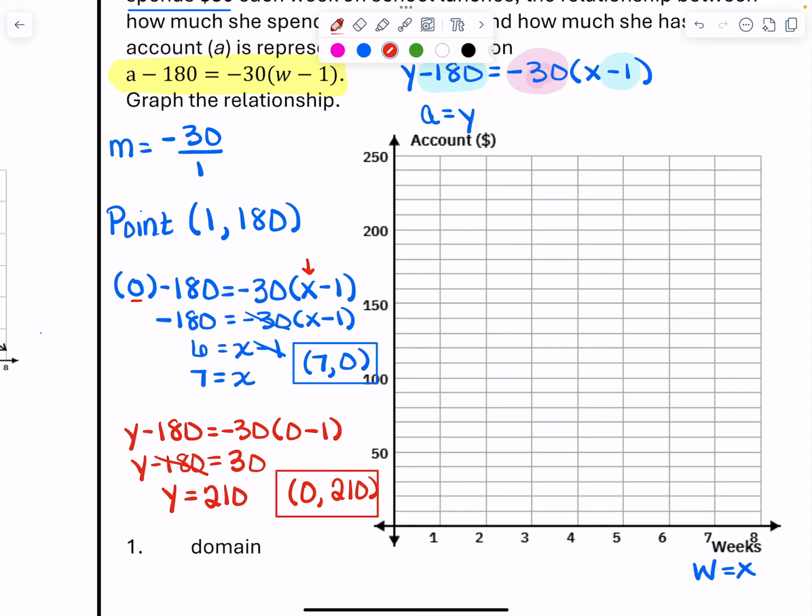Okay. So now we have 4 pieces. Our rate of change, x sub 1, y sub 1 point, the x-intercept, and the y-intercept. Now, let's go ahead and graph those.